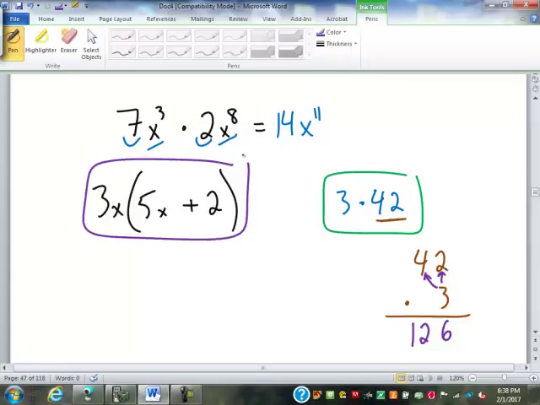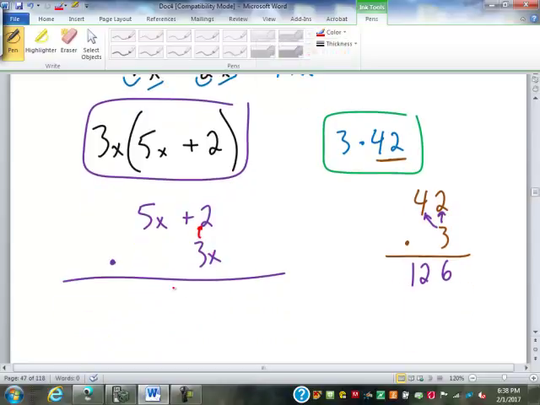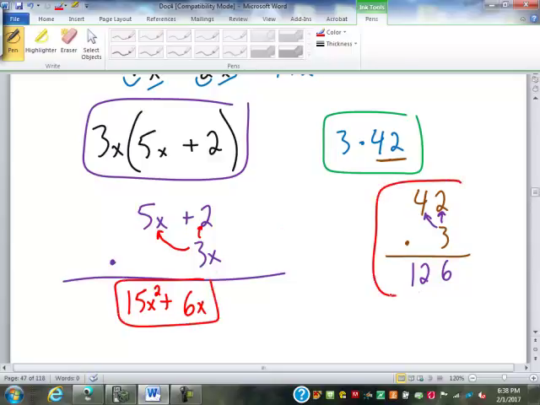This works pretty much the same way. I have the longer number, the 5x plus 2. I'm going to multiply by the shorter number, which is just the 3x. 3x times 2 is 6x. It's positive, so I'm going to put a plus in front of it. 3x times 5x? 15x squared. Perfect. So you can see the multiplication is the same as our multiplication with whole numbers.